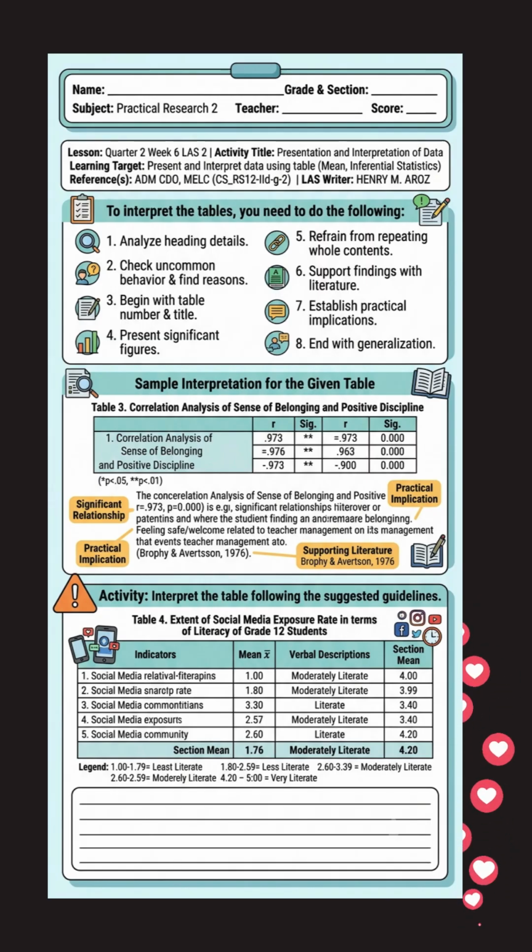Legend: 1.00 to 1.79 equals least literate. 1.80 to 2.59 equals less literate. 2.60 to 3.39 equals moderately literate. 3.40 to 4.19 equals literate. 4.20 to 5.00 equals very literate.